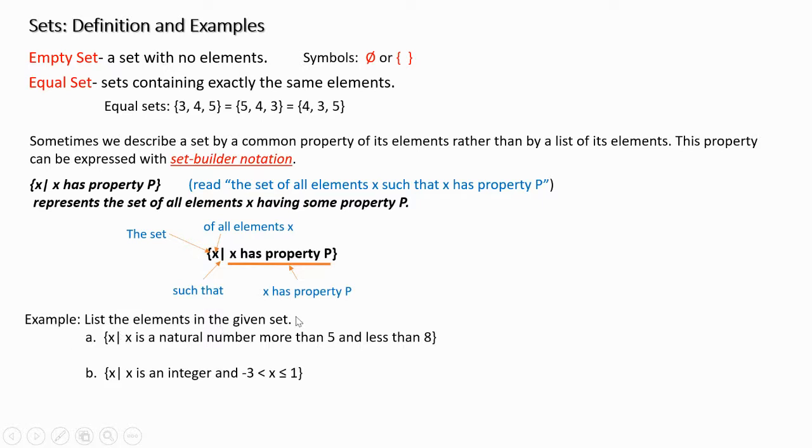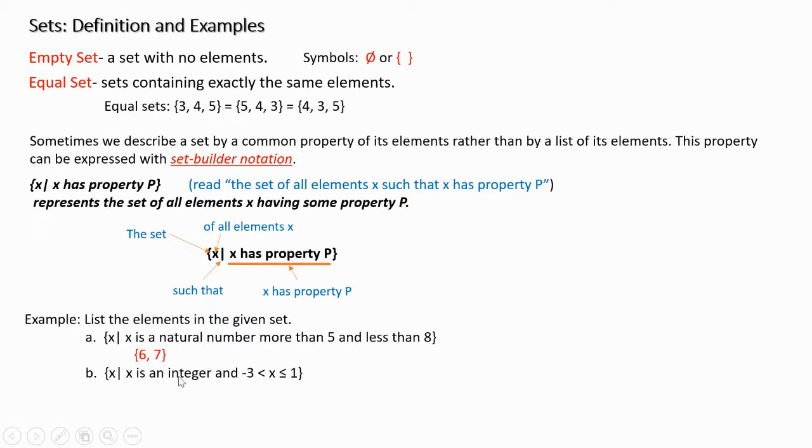Examples. List the elements in a given set. Here it says the set of X such that X is a natural number more than 5 and less than 8. And for B, it says the set of elements X such that X is an integer between -3 and 1. What's the answer for A then? We're going to list them now. The answer will be the set 6 and 7, because natural numbers between 5 and 8 are going to be 6 and 7. So that's my answer for that one.